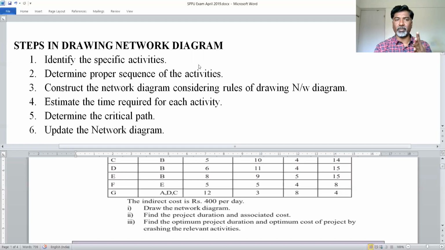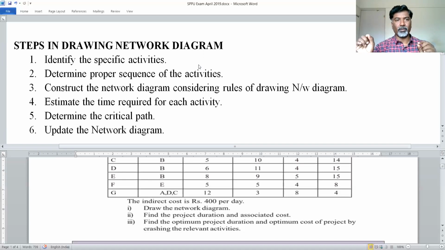So these times were given, and on the basis of that, using some formula, you have to calculate the estimated times. So the fourth point is you have to calculate the estimated time, and then by putting the values of estimated time for each activity, you have to determine the critical path. Critical path is nothing but the path which requires maximum time to complete the particular project.